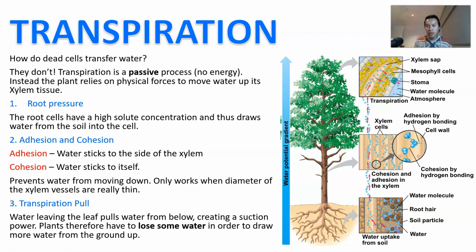Now, the catch is, in order for the plant to use that water, it needs to release water through the stomata, and along the way, some of these water molecules get used by the cell for photosynthesis, or by the leaf for photosynthesis. So actually, plants have to lose some water in order to draw more water from the ground up.